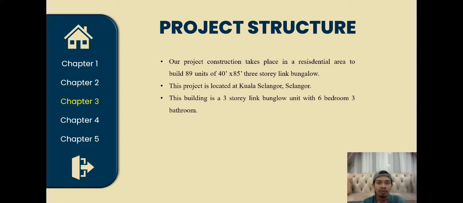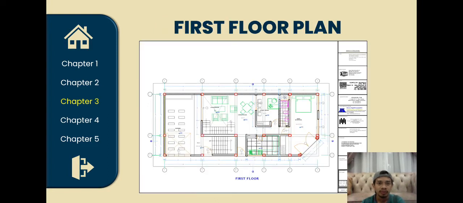Our project construction takes place in a residential area to build 89 units of 40 feet by 85 feet, 3-story living bungalows. This project is located at Kuala Selangor. This building is a 3-story living bungalow with 6 bedrooms and 3 bathrooms. First, we go into the first floor plan.